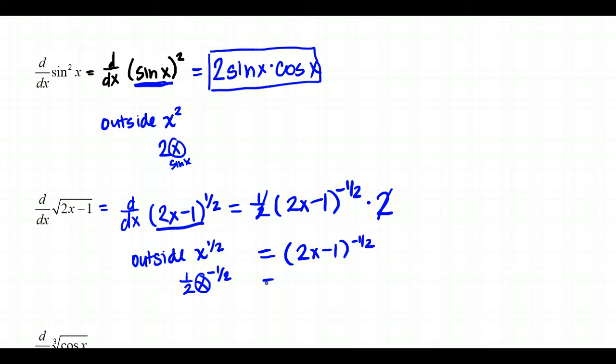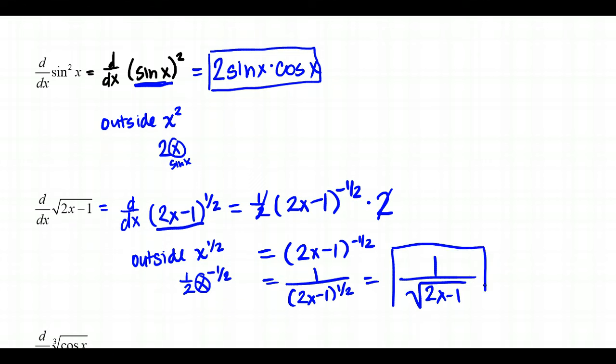Well, if I don't want negative exponents, this is 1 over 2x minus 1 to the 1/2, or 1 over the square root of 2x minus 1. And if you really don't want radicals on the bottom, then we can multiply here to rationalize the denominator. But for now, we're just going to go ahead and leave our answer like this. This is fine. So let's keep going.